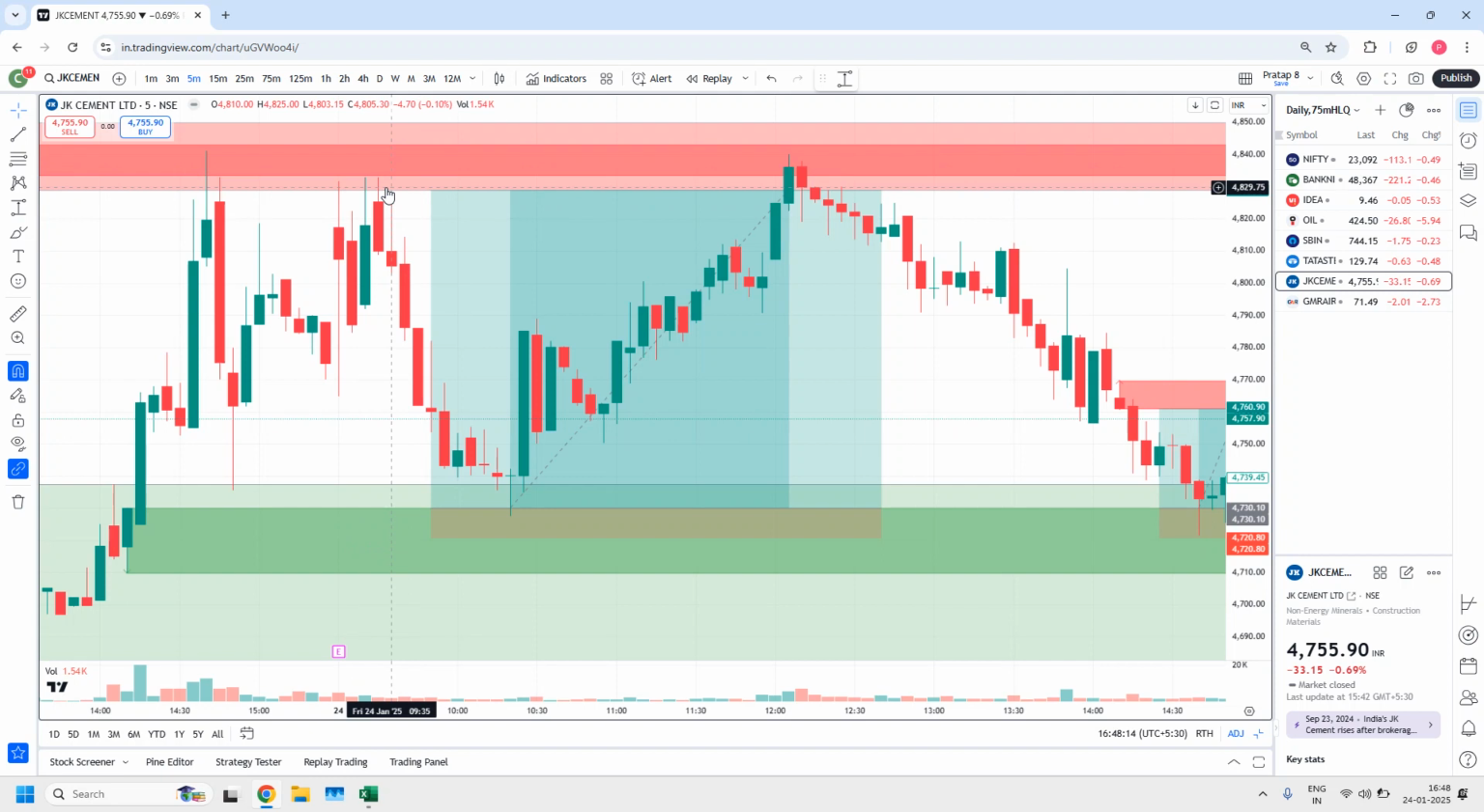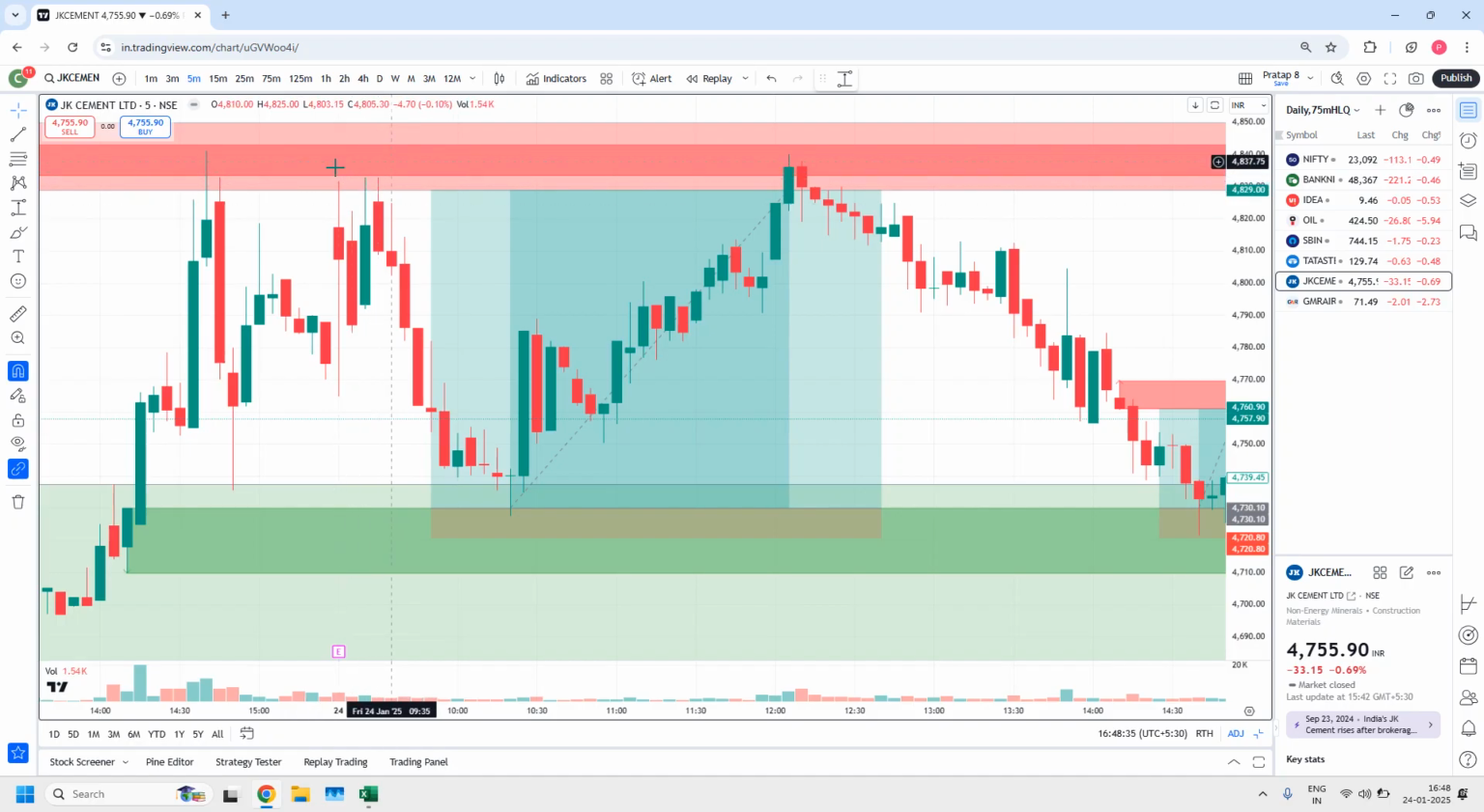This is not the HLQ zone strategy. The HLQ zone strategy is based on daily and 75 minutes. This is a simple HLQ zone trade. No strategy at all, simple HLQ zone trade, that's it. Strategy means you follow the rules.